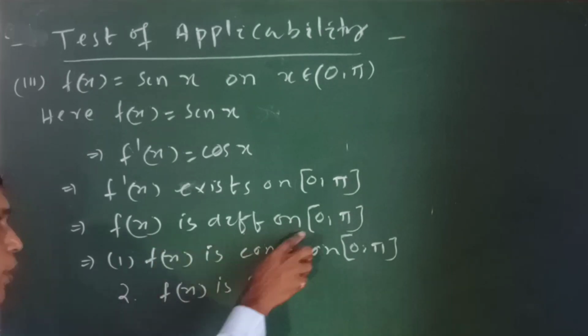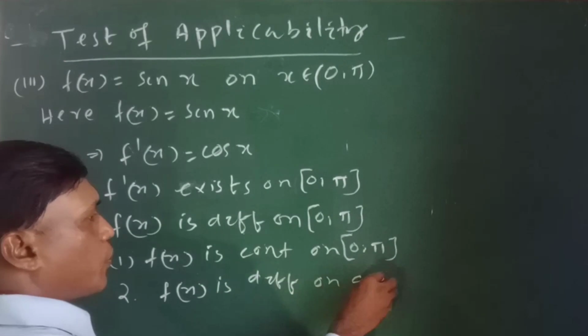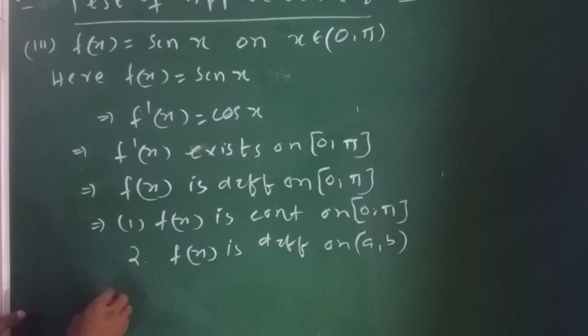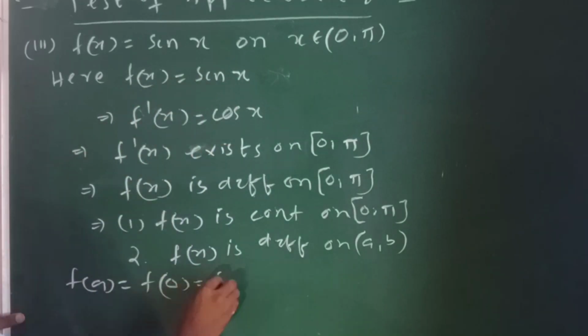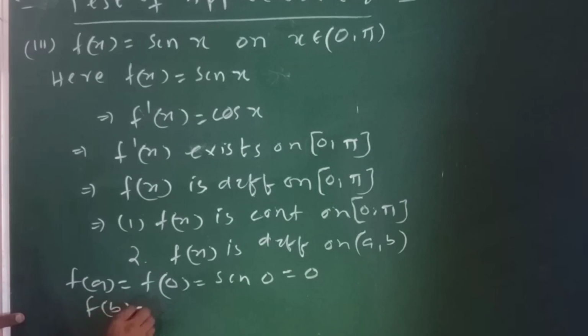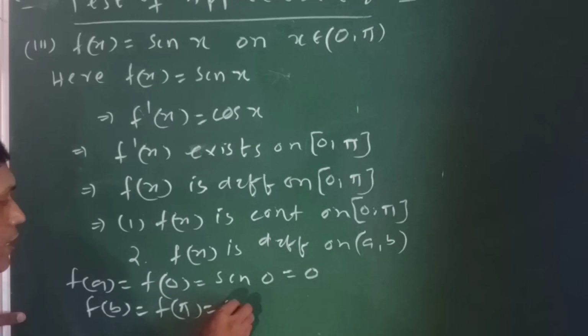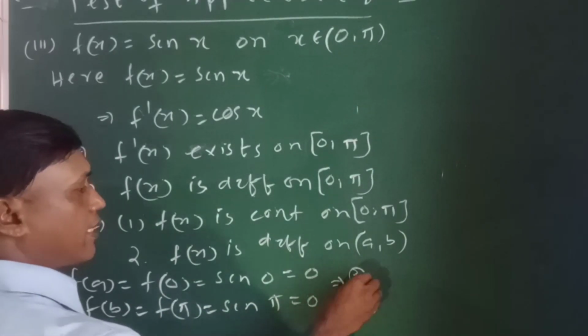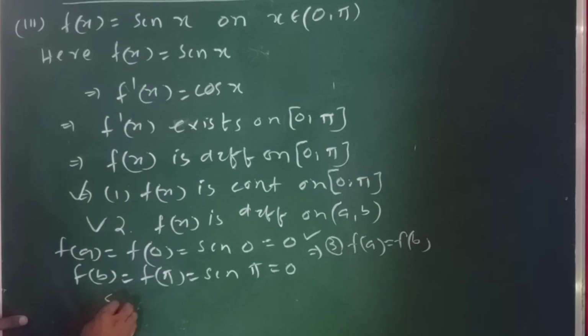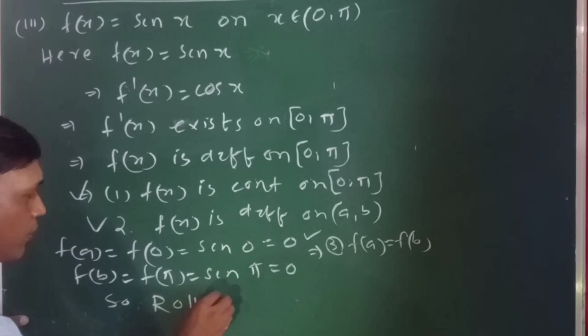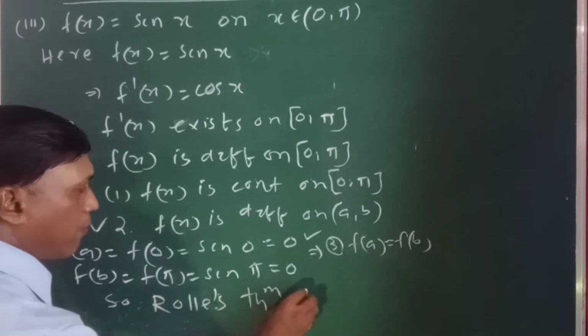And second is f of x is differentiable. Look at here, f of x is differentiable on the closed interval, so f of x is differentiable on the open interval. And the third thing is to show f of a is equal to f of b. Now f of a means f of 0, f of x is sin x, f of 0 is equal to sin 0, which is 0. And f of b is f of pi, which is sin pi, also 0. That is, the third condition: we find f of a is equal to f of b. So here the function f of x equal to sin x satisfies all three conditions of Rolle's theorem. As this function satisfies three conditions of Rolle's theorem, Rolle's theorem can be applied.